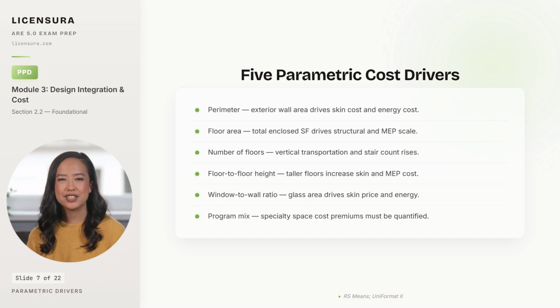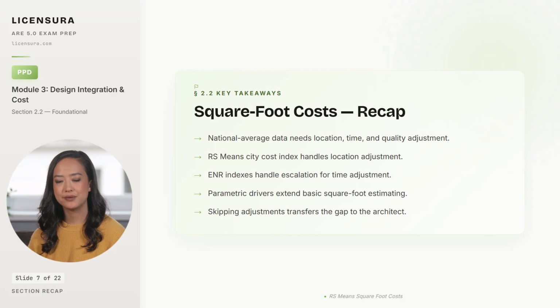because specialty spaces like labs, surgical suites, or commercial kitchens carry premiums that must be quantified and added to the base square foot number. Walk away with these 5 takeaways, and you will adjust every square foot estimate before you ever quote it to an owner. Here are the takeaways on square foot costs and parametric estimating.